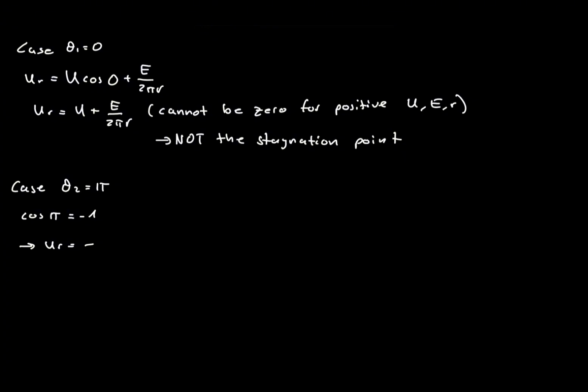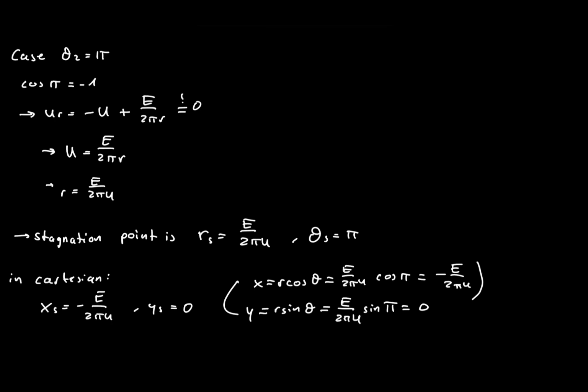Now, test theta equals pi. Since cosine pi equals minus 1, the radial velocity becomes u_r equals minus U plus E over 2 pi r. Set this equal to 0. Minus U plus E over 2 pi r equals 0. Solving for r gives r_s equals E over 2 pi U. So the stagnation point is located at r_s equals E over 2 pi U, theta_s equals pi. In Cartesian coordinates, this is x_s equals minus E over 2 pi U, y_s equals 0.